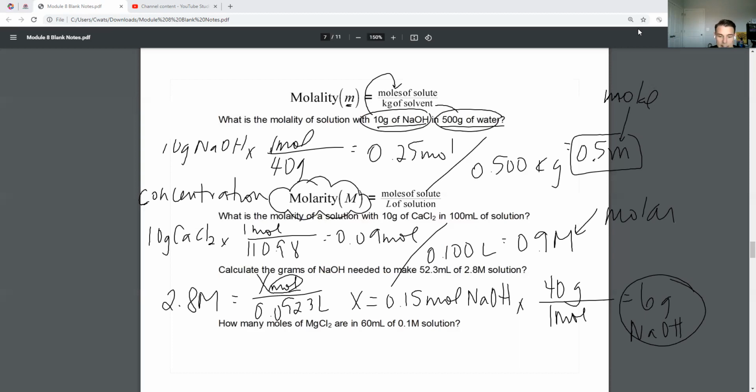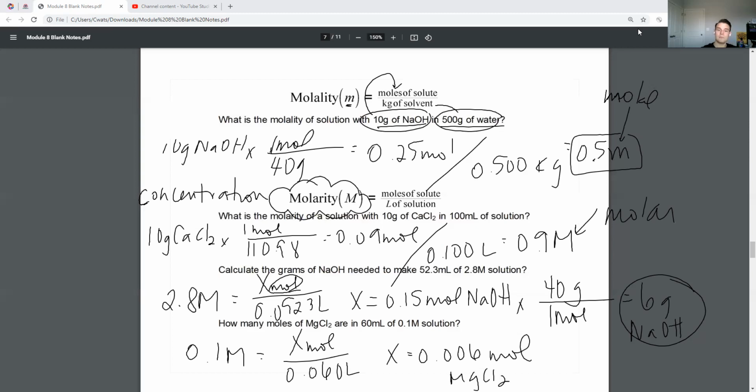Okay, one last calculation here. How many moles of magnesium chloride are in 60 milliliters of a 0.1 molar solution? So again, 0.1 molar is equal to X moles divided by 0.060 liters. Multiply both sides by 0.06 liters, and you get 0.006 moles of magnesium chloride. And that's it. So that is molarity, concentration, moles over liters.